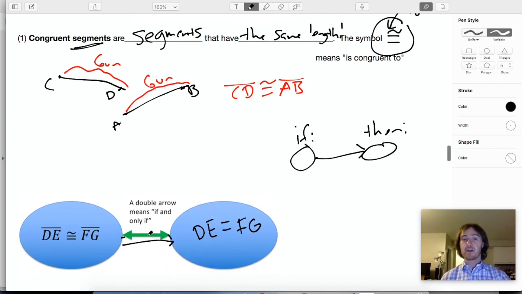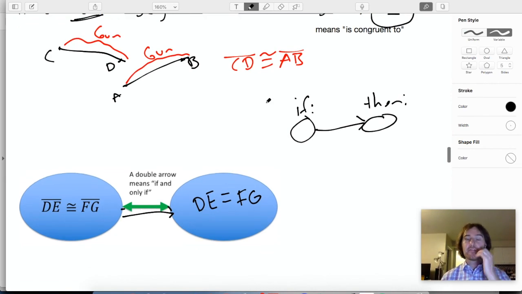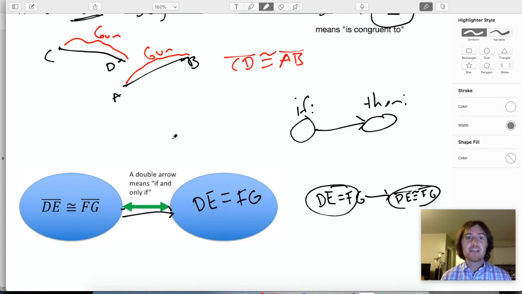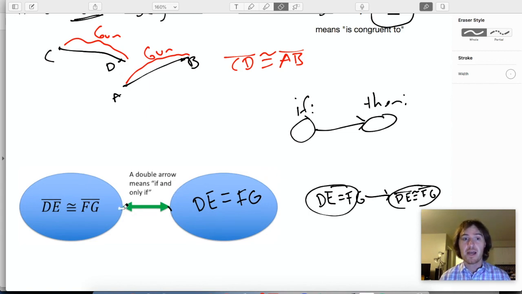There are two-headed arrows here because what the definition is telling us is not only is the arrow going this way going to be true, this would also be true. If we knew that length DE equals length FG, that would be enough to prove that the two segments are congruent to one another. DE is congruent to FG. So definitions get this double-headed arrow, the way that I'm going to abbreviate it for you guys here.